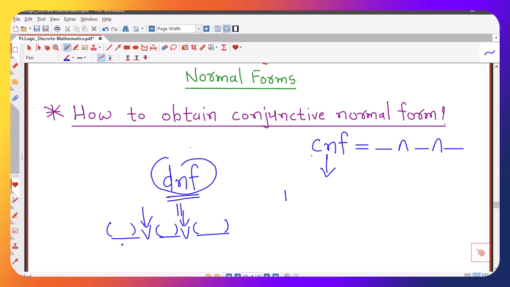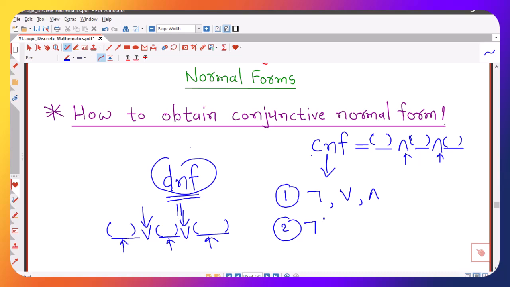So for DNF we try to convert our formula into this form, where all these products are linked by the OR operator, and in conjunctive normal form we have elementary sums here and they are connected by the AND operator. What we have to take care of is that we allow only negation, disjunction and conjunction operators in either CNF or DNF. We do not allow negations outside the bracket.